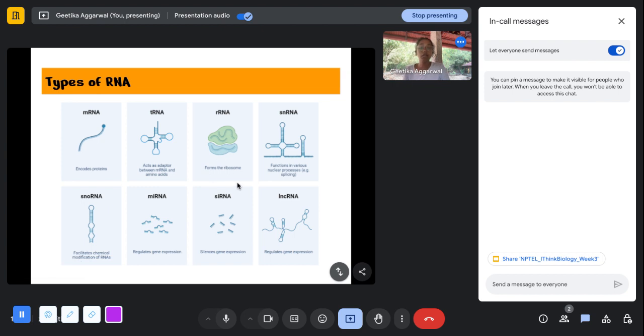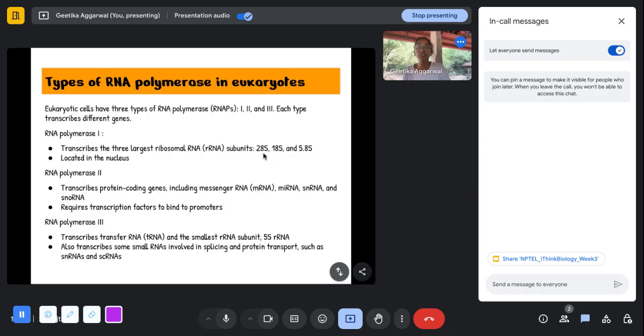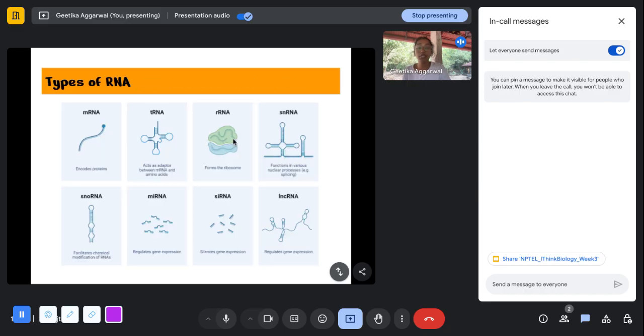rRNA forms the ribosome. As we talked about, the large subunit has 28S, 16S, 5.8S, and the small one has the 5S. Then, small nuclear RNA functions in various processes, for example, splicing. Then, small nucleolar RNA. Inside the nucleus, you might be aware that there is a place called the nucleolus. It is present inside the nucleolus, and it facilitates chemical modifications of the RNAs.